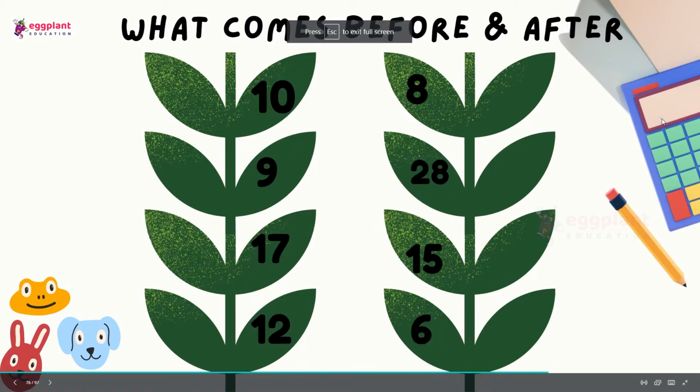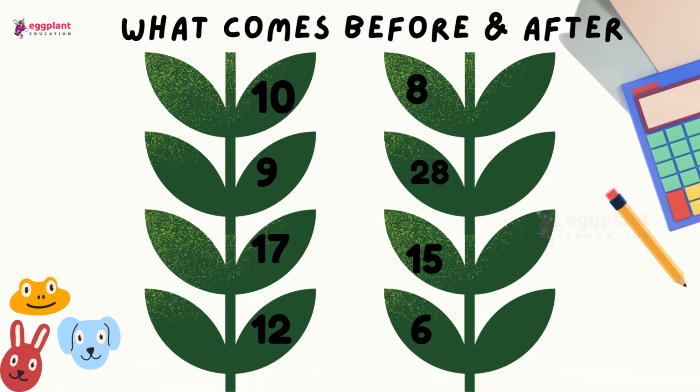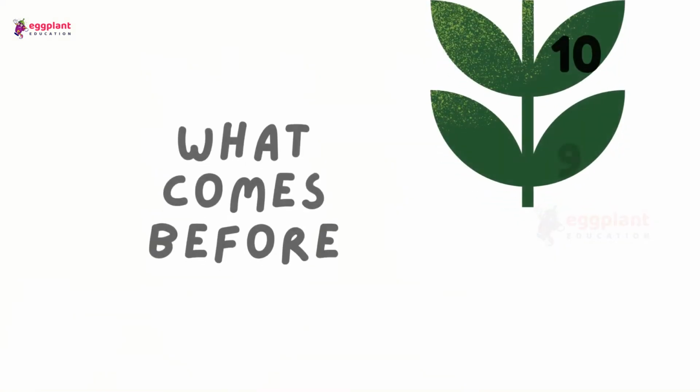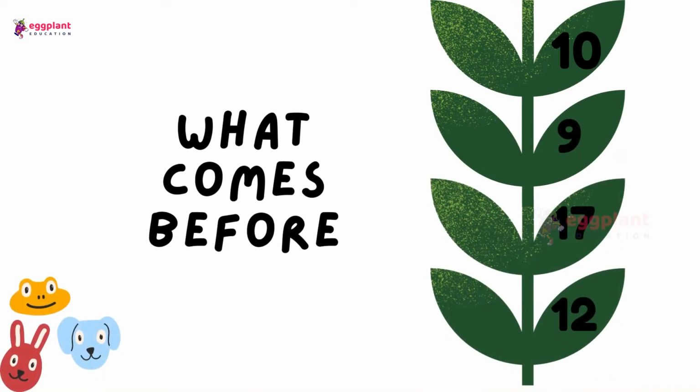Okay, we'll see some more examples of what comes before and after, so that you will get thorough with these concepts. Okay, kids? Come on, let's go. First, we'll see what comes before. The before number always comes on the left side. And the after number always comes on the right side. It's just a tip.